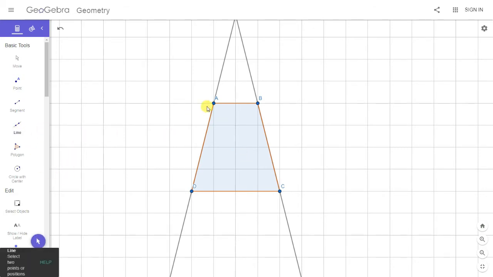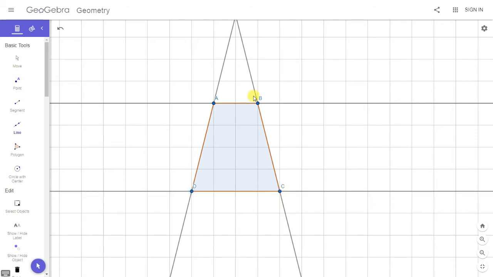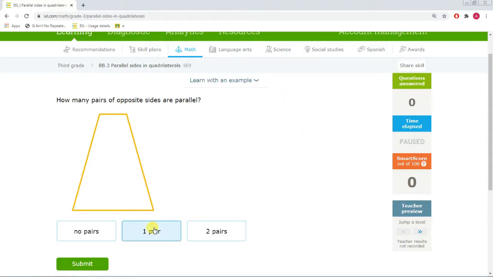These two lines of this quadrilateral are parallel. So we have got one pair of parallel lines in this quadrilateral. So let's just give the answer. We have only one pair of parallel lines. This pair is parallel and these two are not parallel. Let's submit this answer.